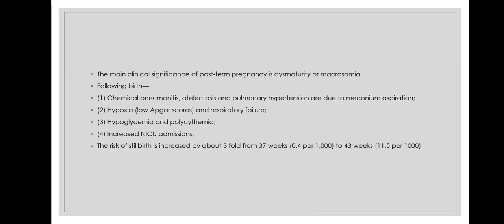The main clinical significance of post-term pregnancy is dysmaturity or macrosomia. Following birth, they may present with: one, chemical pneumonitis, atelectasis, and pulmonary hypertension due to meconium aspiration; two, hypoxia and respiratory failure; three, hypoglycemia and polycythemia; four, an increased risk of NICU admissions. The risk of stillbirth is also increased about 3-fold from 37 weeks, which is 0.4 per 1000 births, to 43 weeks, which is 11.5 per 1000 births.